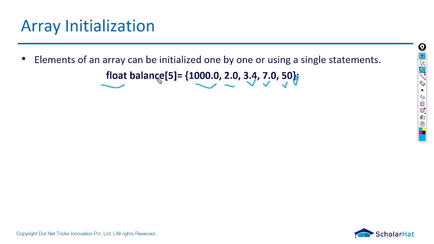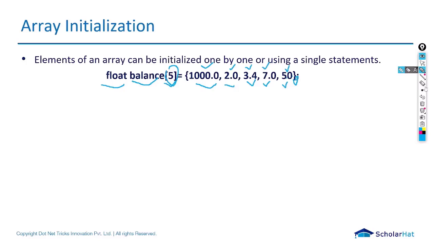Alright, now it's of size 5, right? So 5 elements, 5 is written, it means the array size is 5. 1, 2, 3, 4, 5. Alright, so this is what is done. So here, without writing 50, I am writing 5.0, so this is considered as 5.0. Alright, so this is the array name, balance is the array name, and this indicates the size.